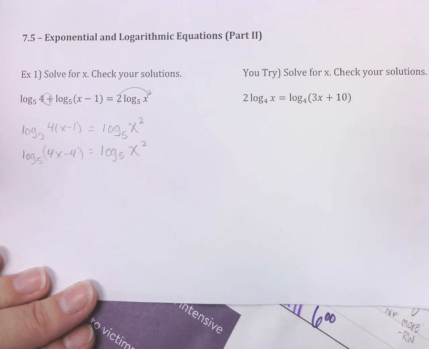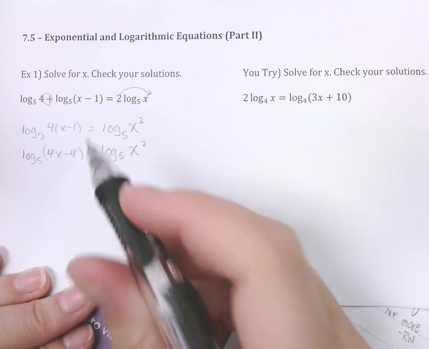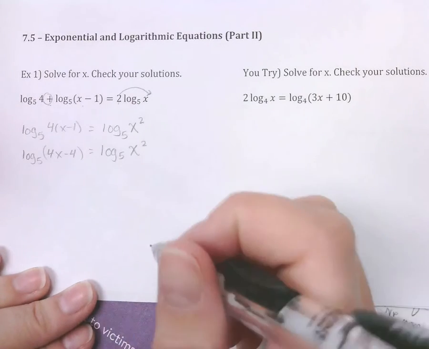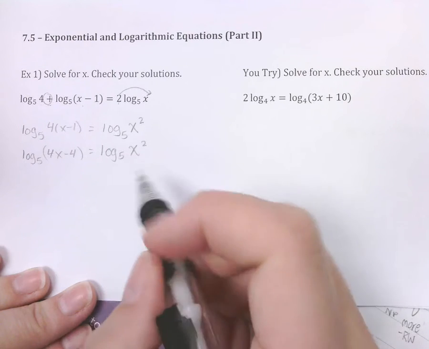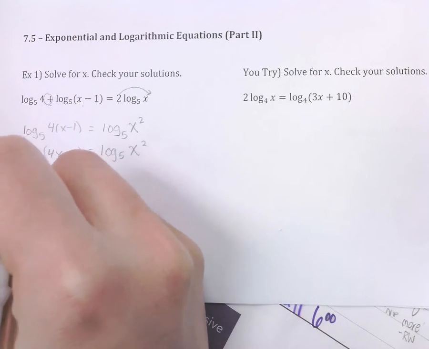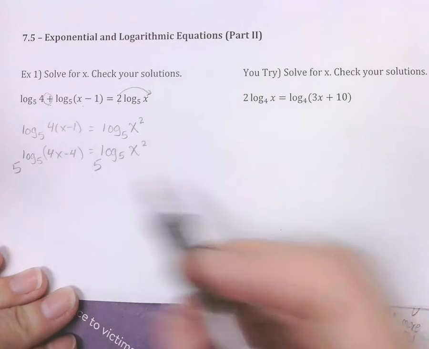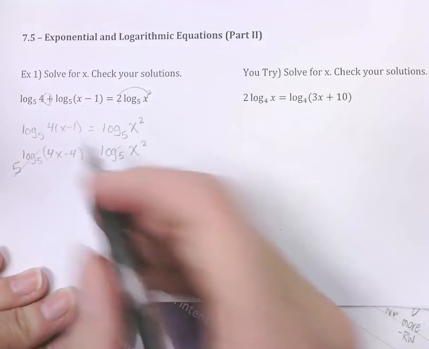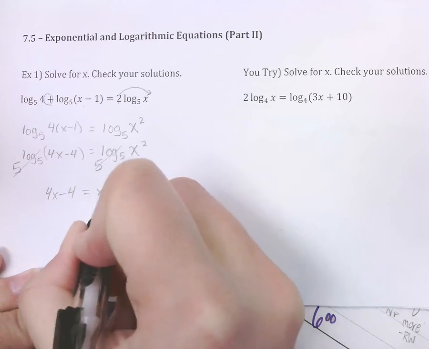The inverse operation for something that has a log base 5 would be to use a base of 5 and then make these guys exponents. So to undo the logarithms, we are going to make these exponents of a 5. And then basically what happens is these cancel and you're left with 4x minus 4 equals x squared.